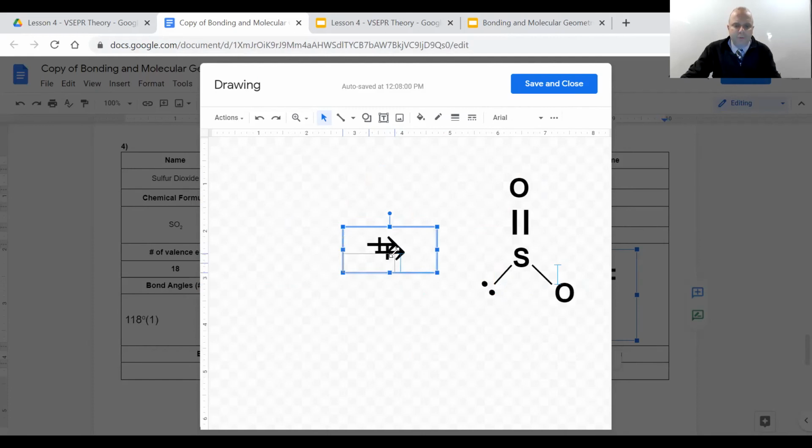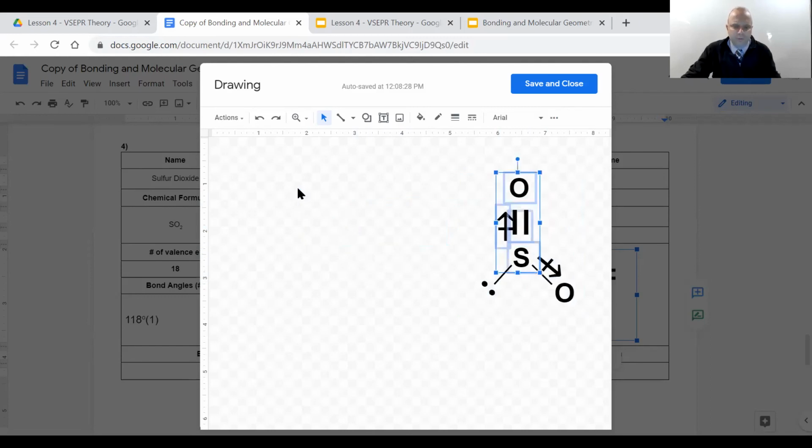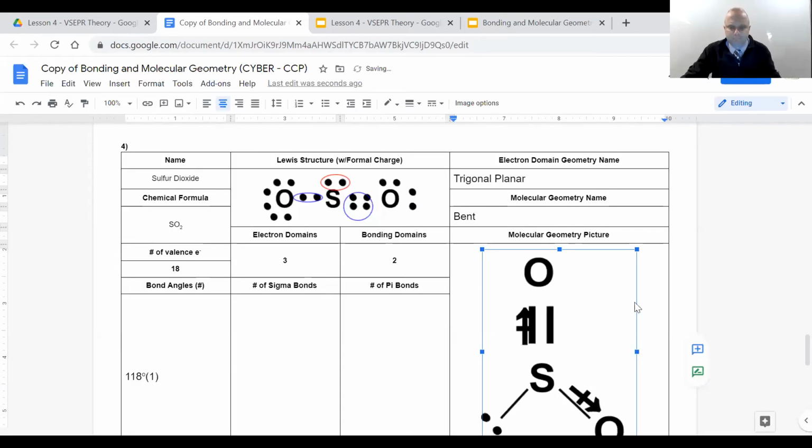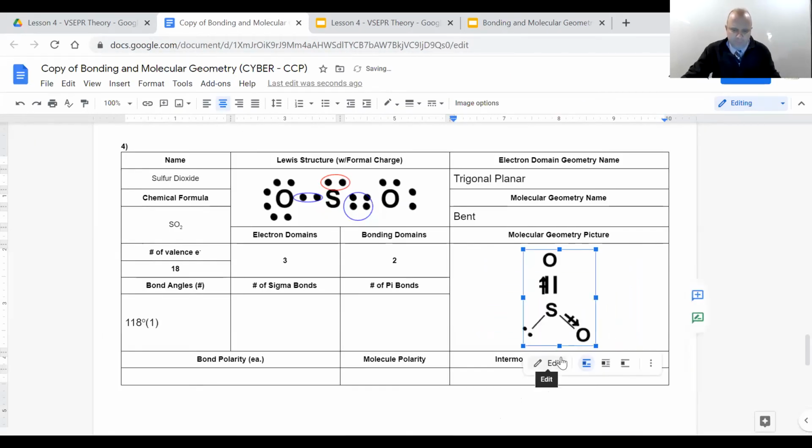Okay, now we have these 2 arrows to deal with. So there's the first one. There's our second one. We want them to go along the bond and point toward the more electronegative atom. So oxygen is the more electronegative atom. So we're going to have them point toward the oxygen atoms. So we're going to have 1 point straight up. We're going to have 1 point straight down and to the right, just like that. And we're going to move this over, and then we're going to save and close that. Not really large. We don't need it to be that big.